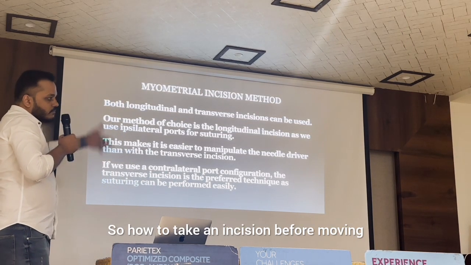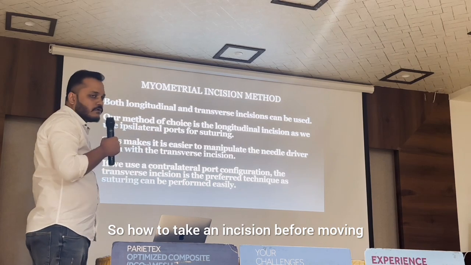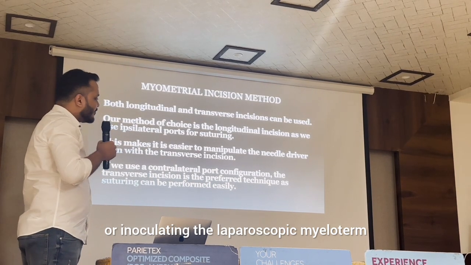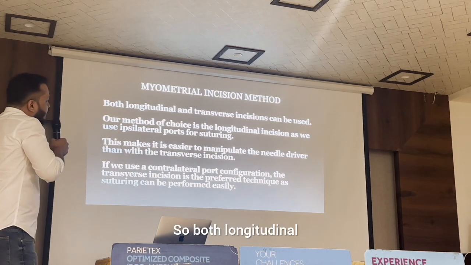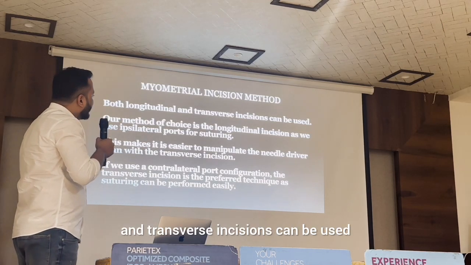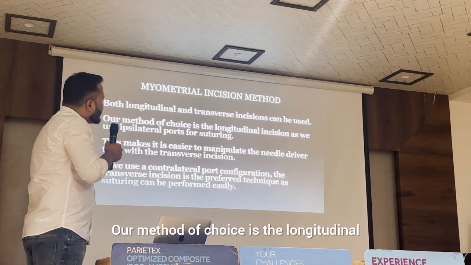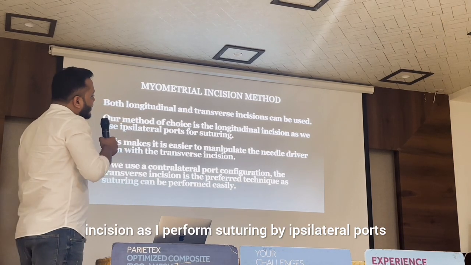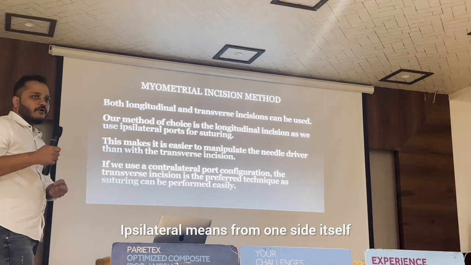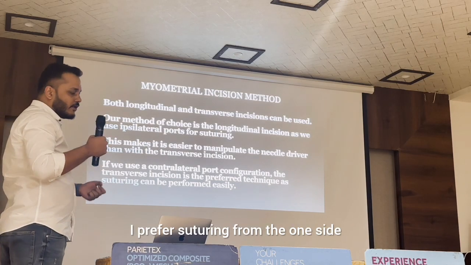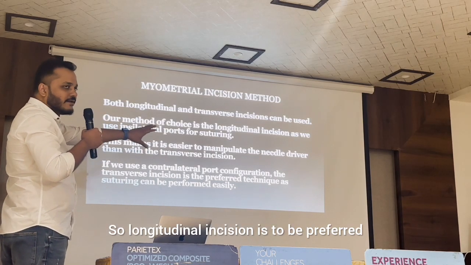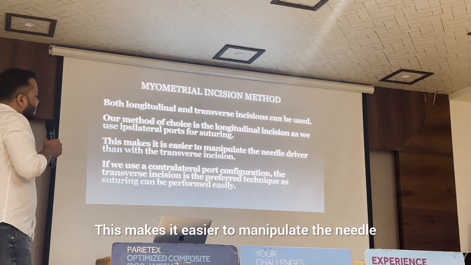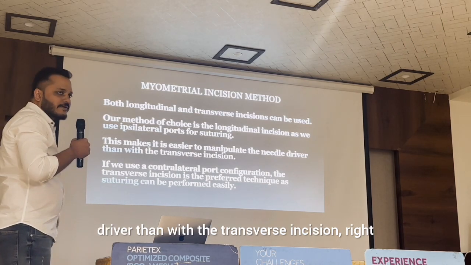So how to take an incision before enucleating in laparoscopic myomectomy? Both longitudinal and transverse incisions can be used. Our method of choice is the longitudinal incision, as I perform suturing by ipsilateral ports. Ipsilateral means from one side itself. I prefer suturing from one side, so the longitudinal incision is to be preferred. This makes it easier to manipulate the needle driver than with the transverse incision, right?